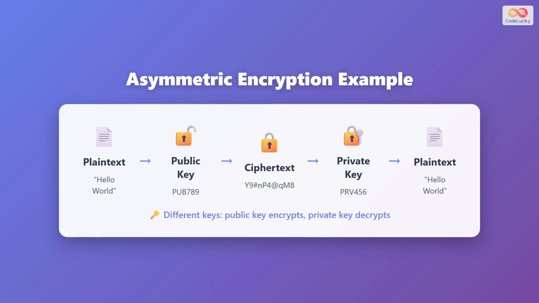Now let's examine asymmetric encryption with the same message, "Hello World." In this case, we use a public key, let's call it pub789, to encrypt the message. This transforms "Hello World" into ciphertext that looks like Y9#NP4@QM8. To decrypt this message, we need a different key called the private key, which we'll call PRV456. Using this private key, the ciphertext is decrypted back into the original message, "Hello World." The crucial difference here is that we use two separate keys. One public key for encryption that anyone can use, and one private key for decryption that only the intended recipient possesses.